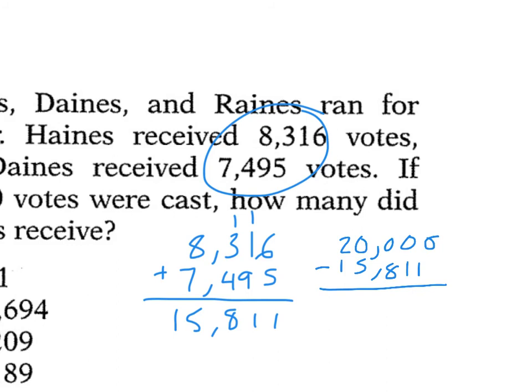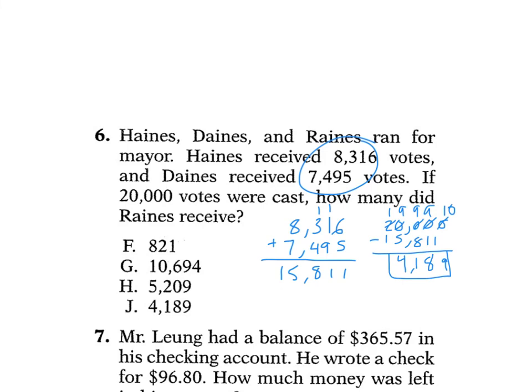So we can't do 0 minus 1, so we need to make this one a 10, which makes this a 9, this a 9, this a 9, and this one 1. So we have 10 minus 1, which is 9. Now we have 9 minus 1, which is 8, 9 minus 8, which is 1, 9 minus 5, which is 4, and 1 minus 1, which is 0. So 4,189 is our answer.